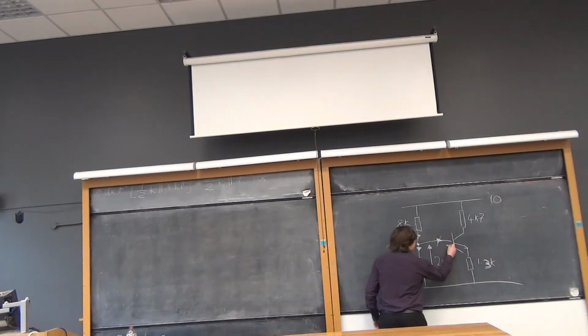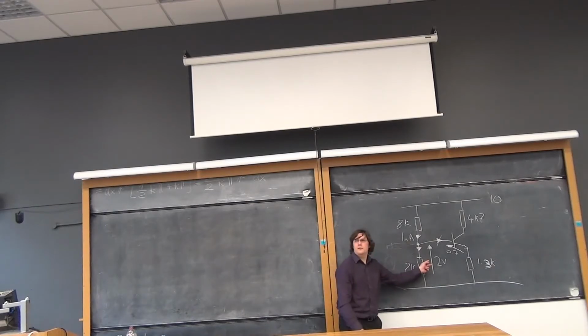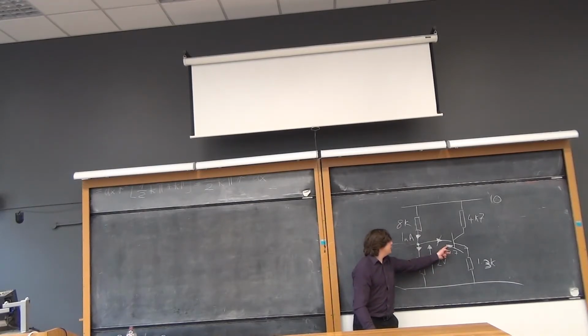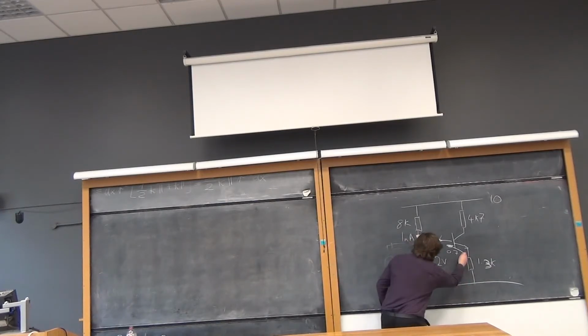So 0.7 across there. So if I've got 2 volts here and 0.7 volts there, what have I got here? Kirchhoff, 1.3.